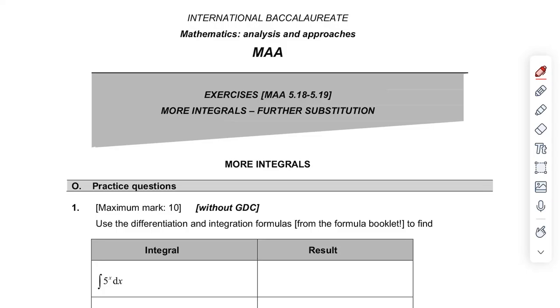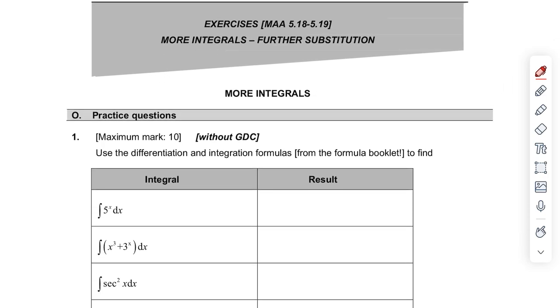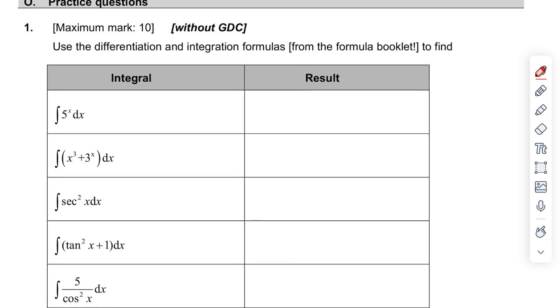So welcome. This is an exercise based on integrals, substitution, all the past paper questions from the previous years, and some exercise questions also exclusively based on substitution. So first question, integral of 5 power x dx. So we shall do it out from basics to the higher level.